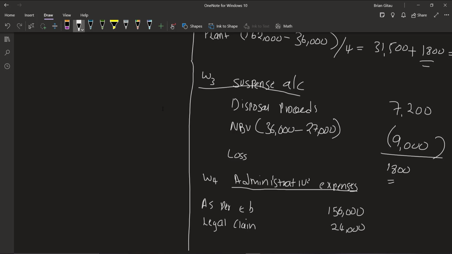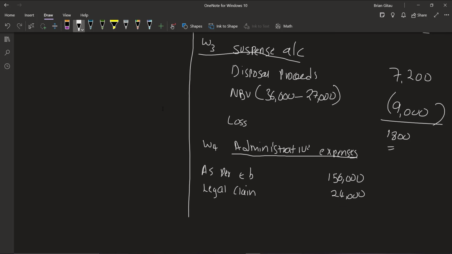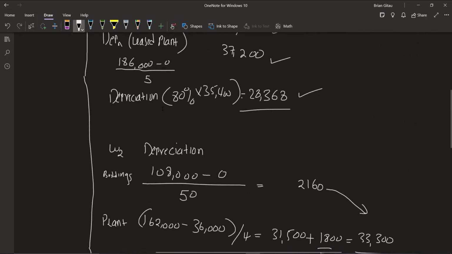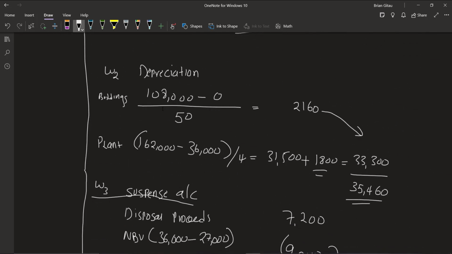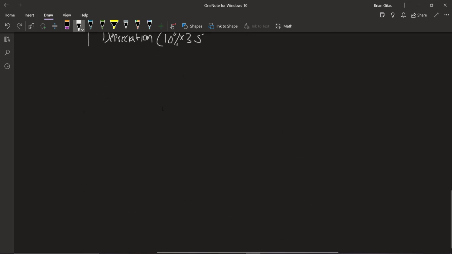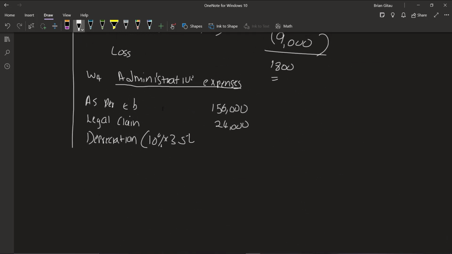Next, we have the depreciation, which is 10% of 35,460, which we had calculated here. 10% of 35,460 is 3546. Fine.